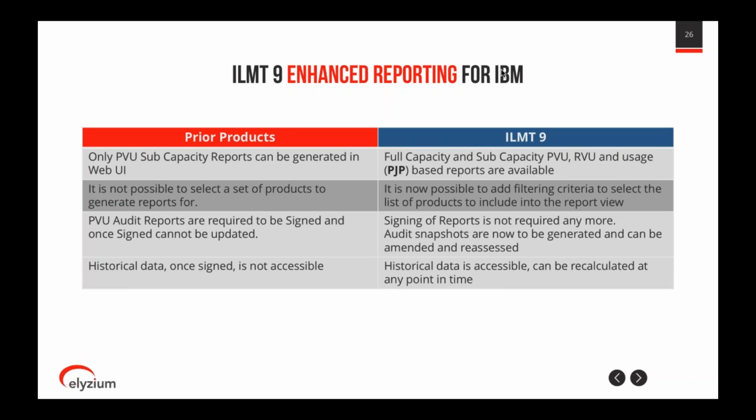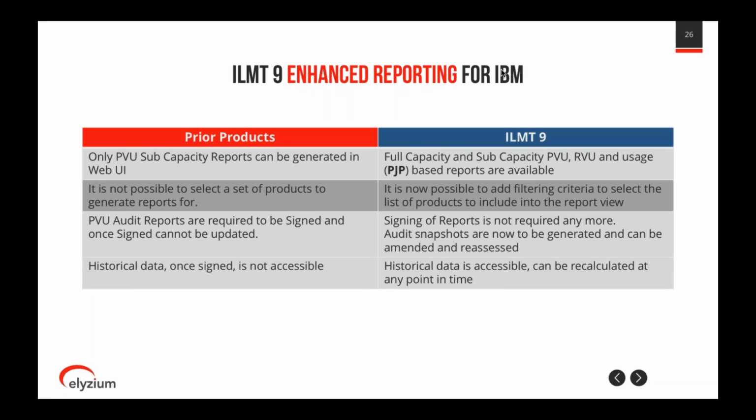So there are more differences with ILMT version 9 compared to the old one. The old one really focused on PVU capacity reports. Now, again, this is not required. However, what it can do is now also report on other usage. There are various metrics out there for IBM products, such as user-based licensing.